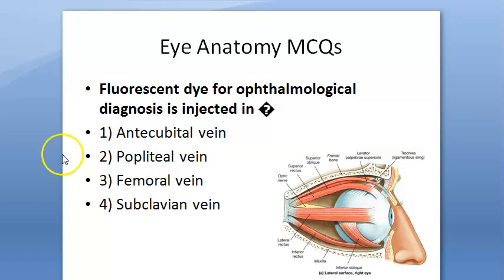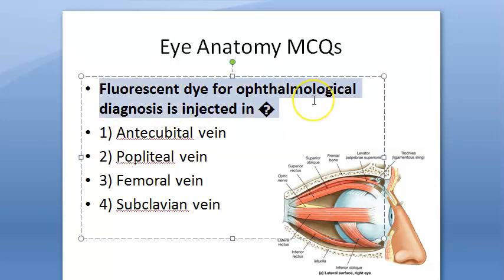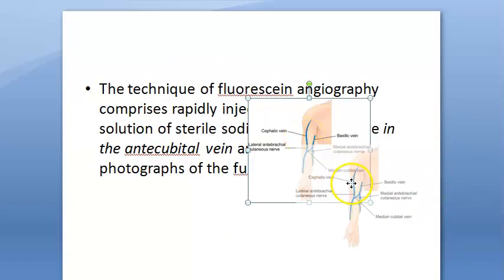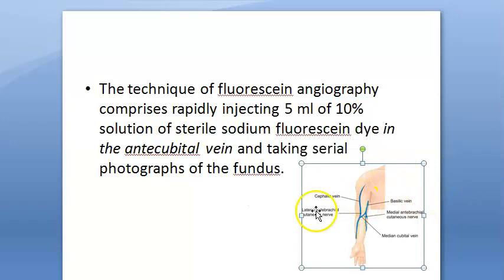Now look at this question, fluorescent dye for ophthalmological diagnosis is injected in, okay, so they will inject it in the antecubital vein. Is this the anterior cubital vein? Okay, something anterior to the elbow, okay.